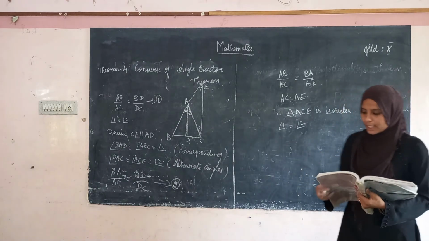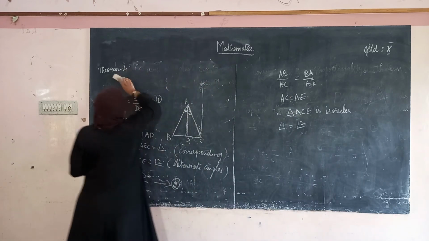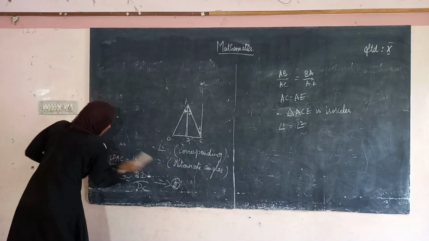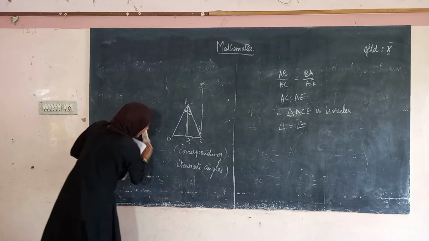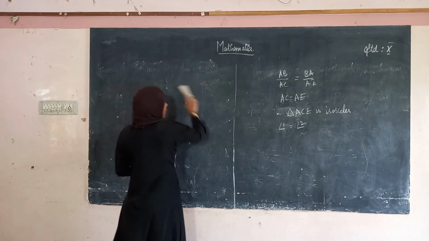Now let us see the examples. These 4 theorems are very, very important. You have to learn the statements with the diagram also. These are the naming theorems.